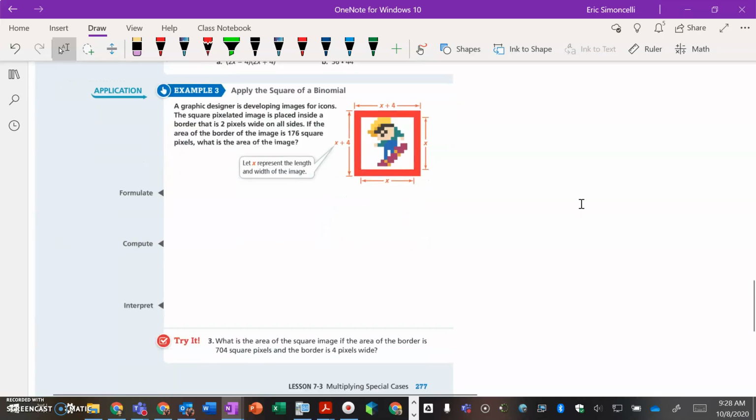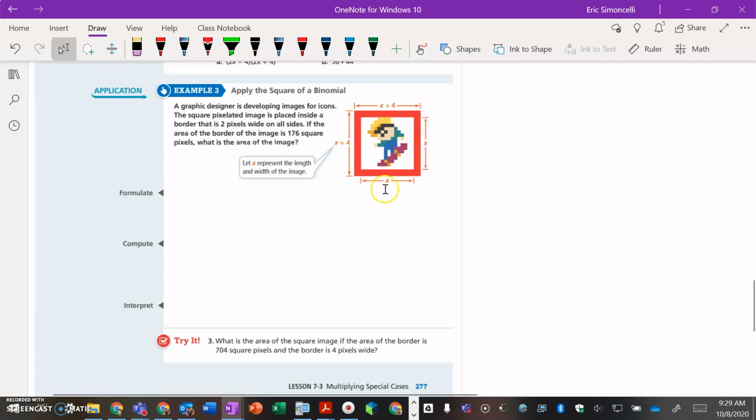All right, example 3. So we're going to take a look at applying the square of a binomial. A graphic designer is developing images for icons. The square pixelated image is placed inside a border that is 2 pixels wide on all sides. If the area of the border of the image is 176 square pixels, what is the area of the image? Now I'm not going to finish this question, but I do want you to take a look at the picture. Notice x plus 4 by x are the dimensions. Let x represent the length and width of the image.